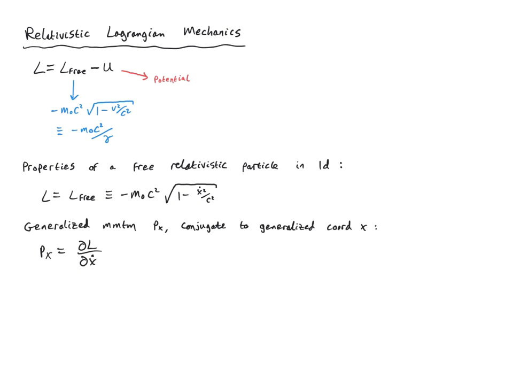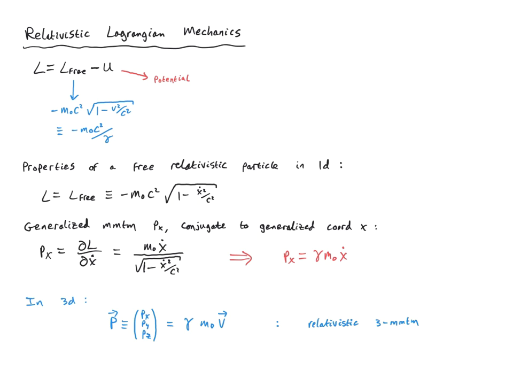We can now consider the generalized momentum px, which is conjugate to our generalized coordinate x. As usual, px is given by the partial derivative of our Lagrangian with respect to the velocity, partial dL by d x dot. With this expression for the free Lagrangian, we obtain this expression for the conjugate momentum. This gives us that px is actually gamma m0 x dot, where gamma, as usual, is the Lorentz factor.